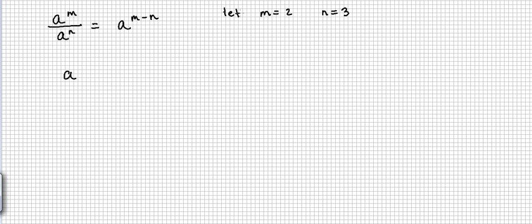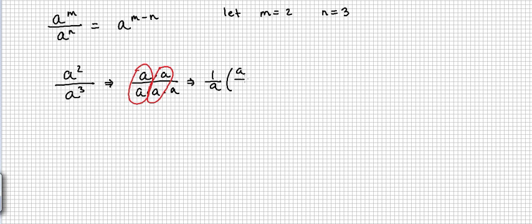Okay, we have a, and we just let m be 2, n be 3. Well, that is just like a times a, correct? And this one's like a times a times a. Well, we can think of grouping this into ones. So this would form a group right here. That's 1, and this is 1. So we would have 1 over a times a over a times a over a.